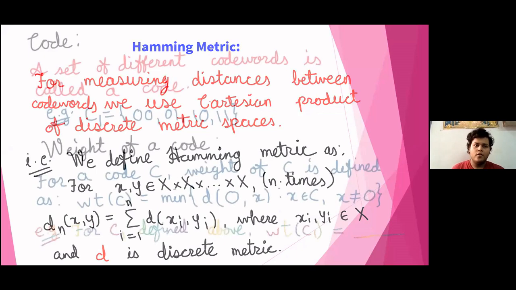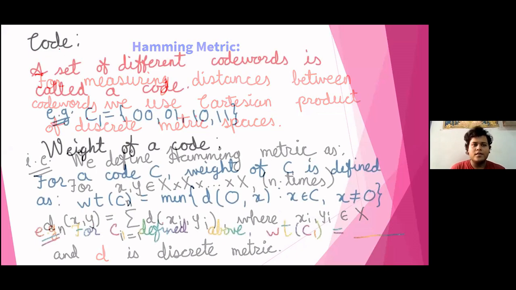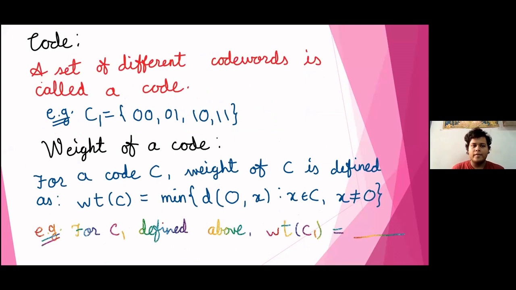Okay, so what is a code? A code means a set of different code words. For example, that set in which we encoded north, west, south, and east. This set is called a code, and each element is called a code word.